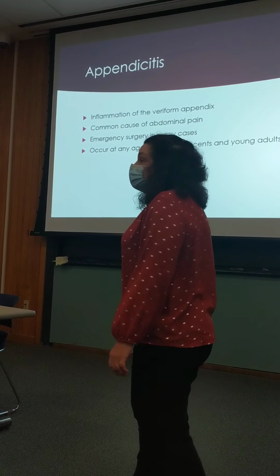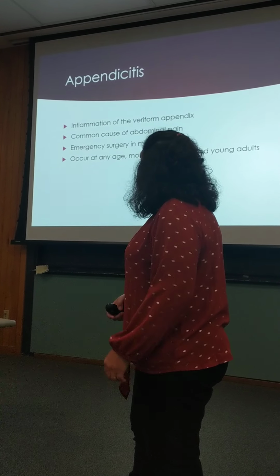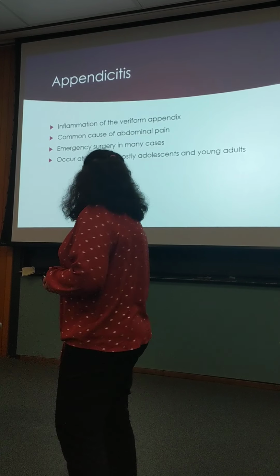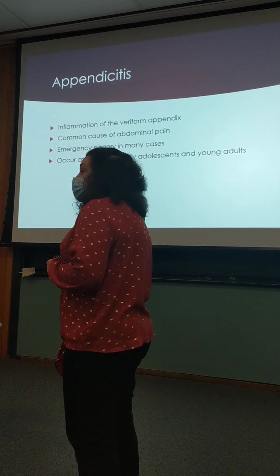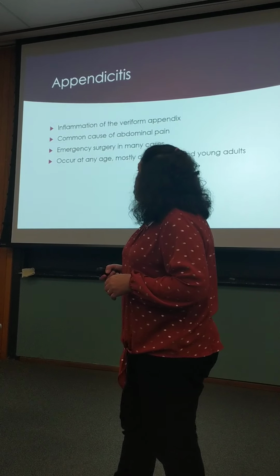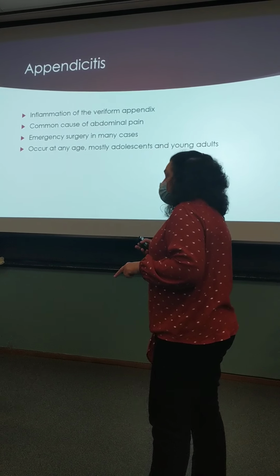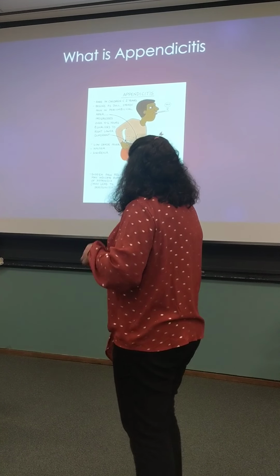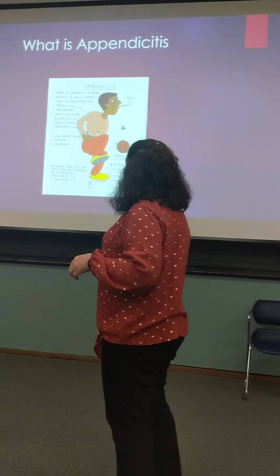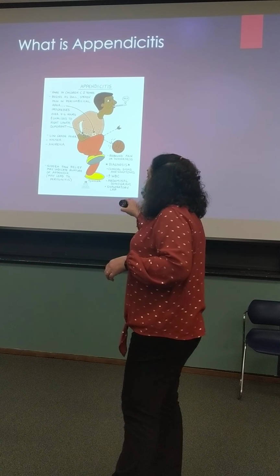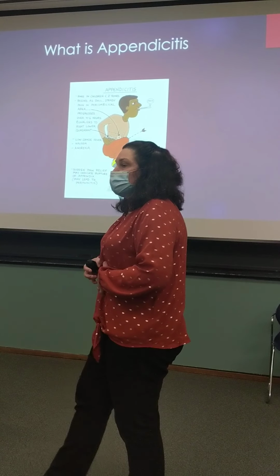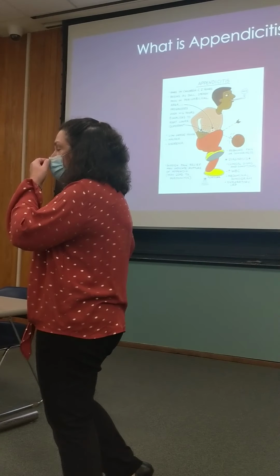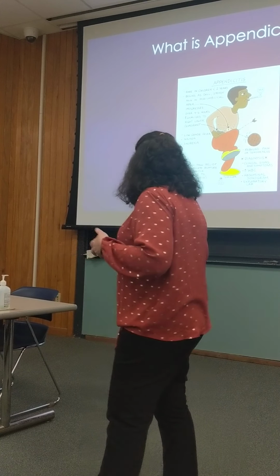So what is appendicitis? Basically, it's inflammation of the vermiform appendix, a common cause of abdominal pain and emergency surgery in many cases. It can occur at any age, but mostly in adolescents and young adults. So you'll mostly see this in younger patients. And as you see, we got our little guy here with appendicitis. It's rare in children under the age of 2. How it starts is a dull, steady pain around your belly button, and it moves to the right lower quadrant over 4 to 6 hours.